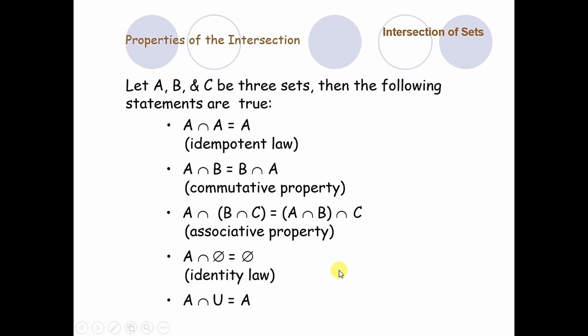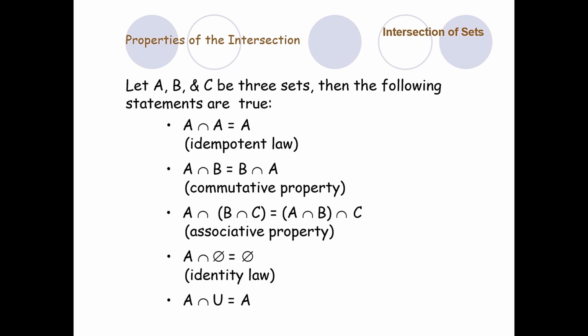Now, let's go to the properties of intersection. A intersection A is equal to A. That is the idempotent law. While A intersection B is just equal to B intersection A.